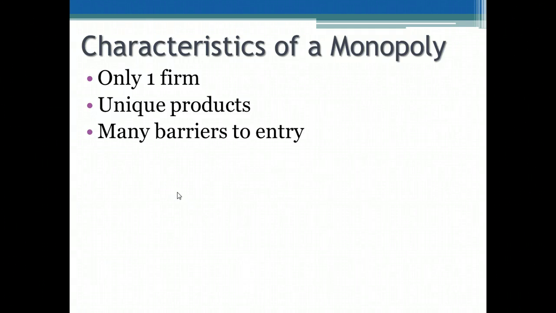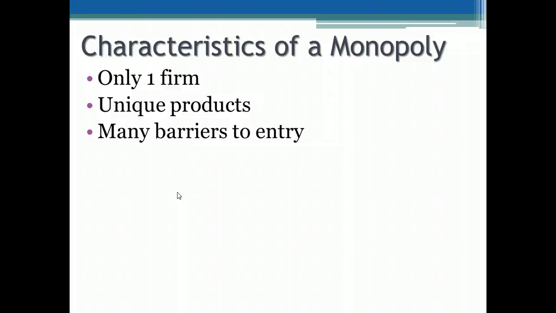All of this then means that a firm operating as a monopoly has a lot of market power. They have the ability to control price and quantity, whereas a firm in perfectly competitive markets does not. So remember, a firm in a perfectly competitive market is a price taker, and in a monopoly, the firm is essentially a price maker. They have some control over what that price will be.